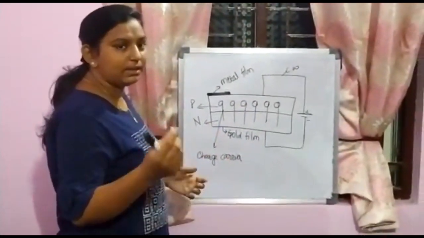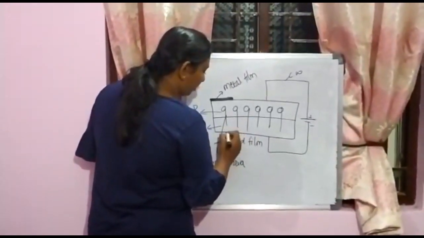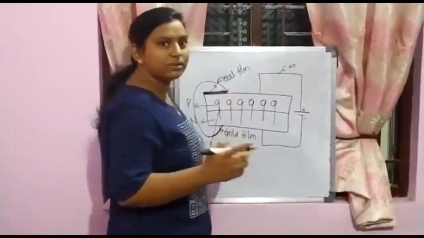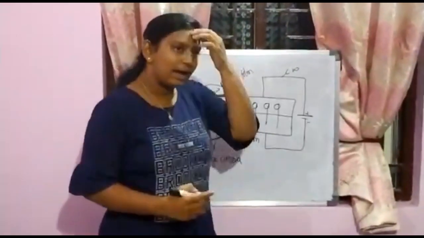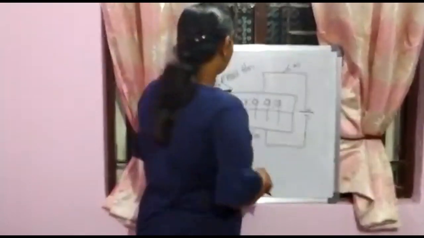Whatever radiated light there will be, if some part of the radiated light hits the bottom of the N region, it will be reflected back to the top region because of the cathode film, and because of this the efficiency of the LED is increased.